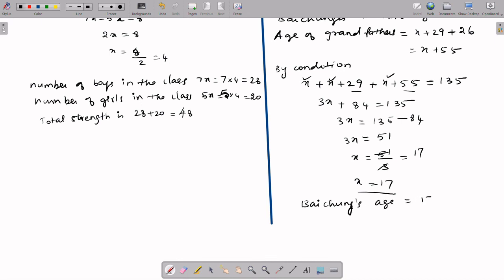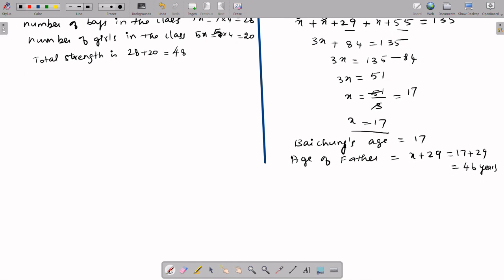And what about Baicheng's father? The age of Baicheng's father is x plus 29. So x is 17 plus 29, which is equal to 46 years. And what about the age of the grandfather?